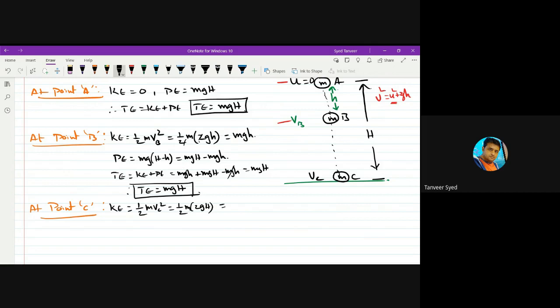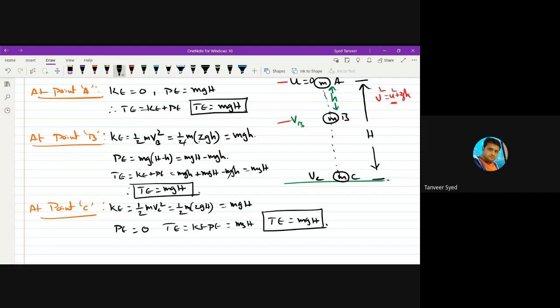So 2 cancelled. This is m capital H. Okay. What is potential energy at point C? Point C is ground. Height is 0. Potential energy is 0. So what is total energy? K plus P. 0 plus mgh. mg capital H. So total energy is mg capital H.